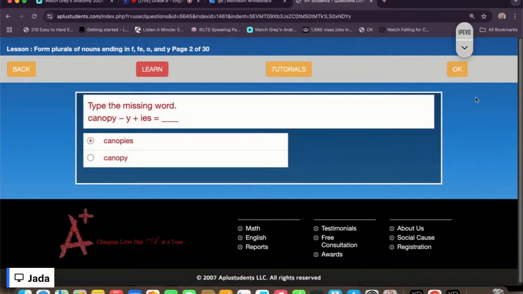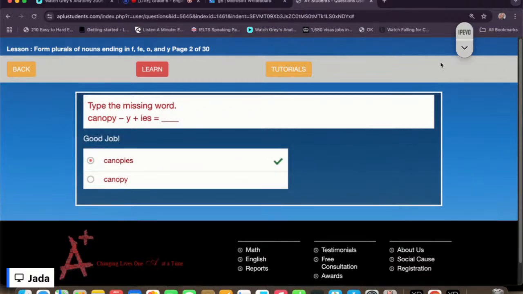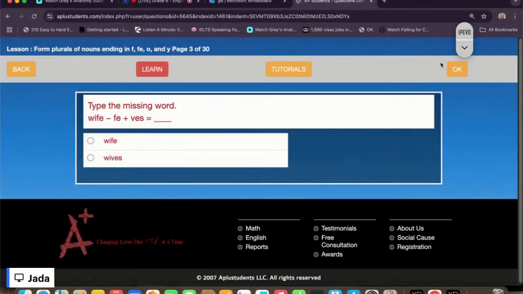All right, so we have the first one, canopies. The y changes to i. Wife, fe plus ves. What do we have here? First, the second.